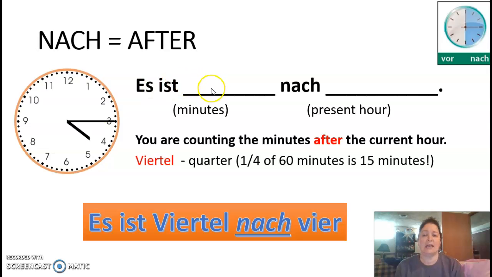Es ist, if you use this clock here, 15, that's how many minutes it is, 15 nach, it's after 4 o'clock. Es ist 15 nach 4. The other thing that's new is this word for 15 minutes. You can either say 15 minutes or you can say quarter. We say it's quarter after. So in German that's Viertel. It's a quarter of 60 minutes, which is 15 minutes. So es ist Viertel nach 4, es ist 15 nach 4. Either one. If it's 10 minutes after, you say es ist 10 nach 4.